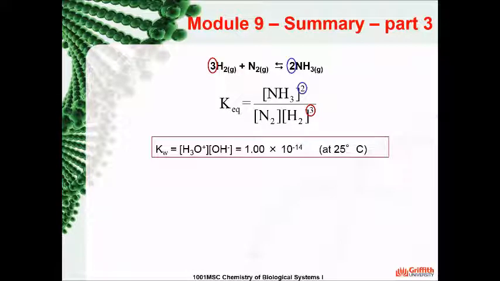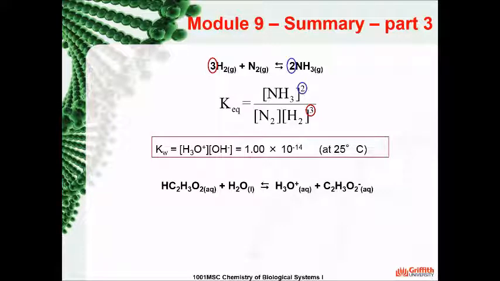The second constant we covered was Kw, the ion product constant for water. This is equal to the molar concentration of hydronium ions times the molar concentration of hydroxide ions, and it is always equal to the value of 1 times 10 to the negative 14 at 25 degrees Celsius.